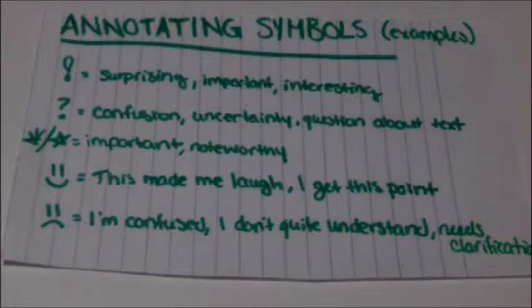Some people find it useful to use symbols to annotate their texts. So some symbols may be something like an exclamation point, a question mark, an asterisk or a star, a happy face, frowny face, anything that you make a key for, basically. But each symbol has a meaning that you prescribe to them. So an exclamation point might mean something that's surprising, important, or interesting in the text. Or something that's important to the plot, or to the characterization of a character, or just something that's really interesting to you. A frowny face might mean that the reader is confused, that you don't quite understand something, that you want to ask a question about it later when you get to class, or you need to look up a definition or something like that. So those are just some examples of symbols.